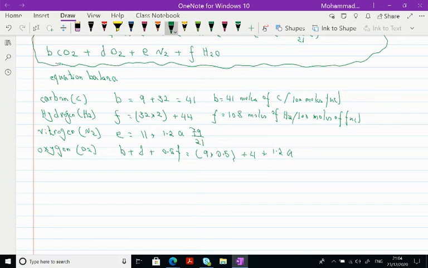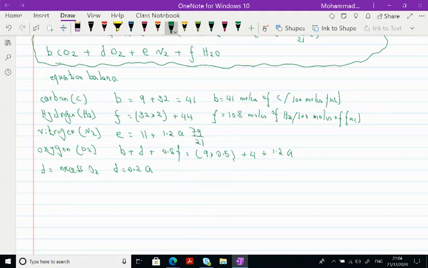D is the amount of excess oxygen, so D is going to be 0.2 A. This is the amount of excess oxygen. So now we put the values in the equation.